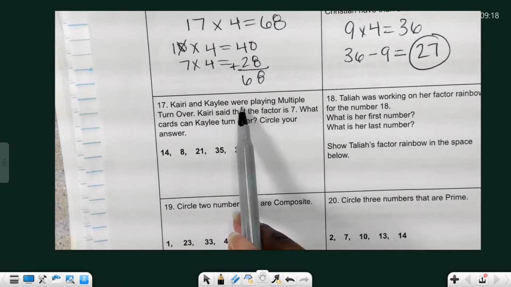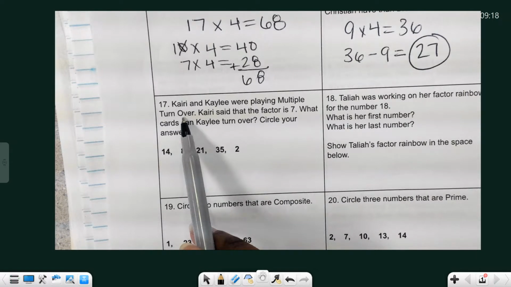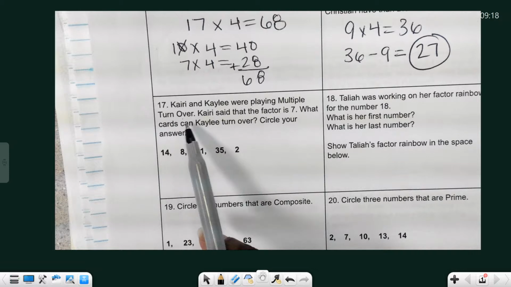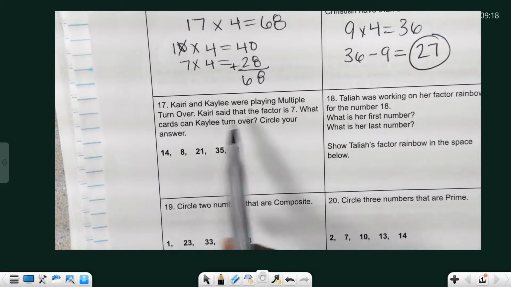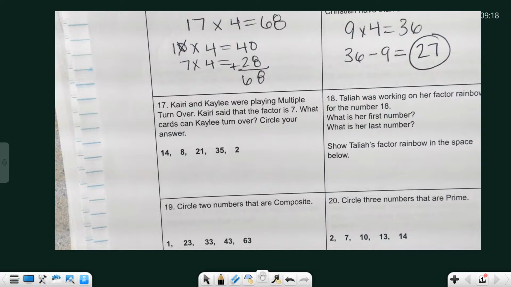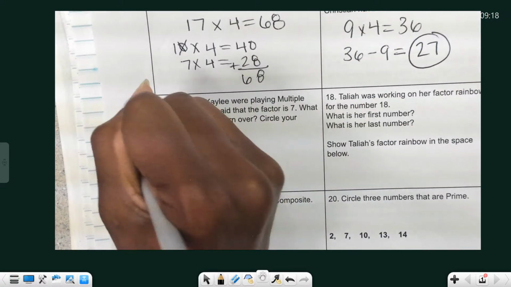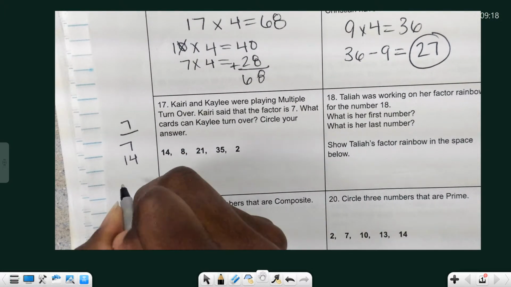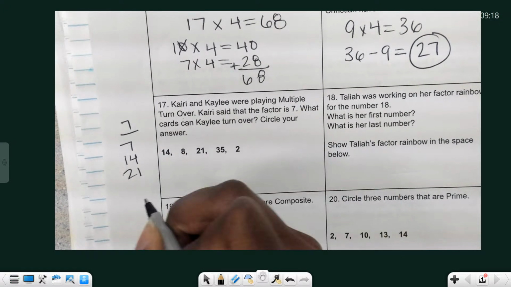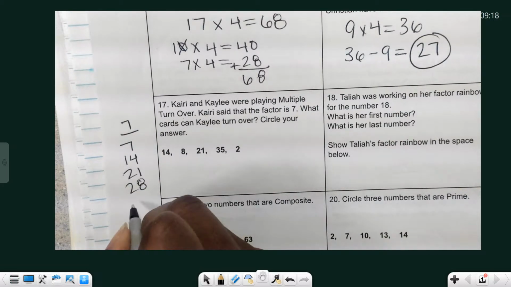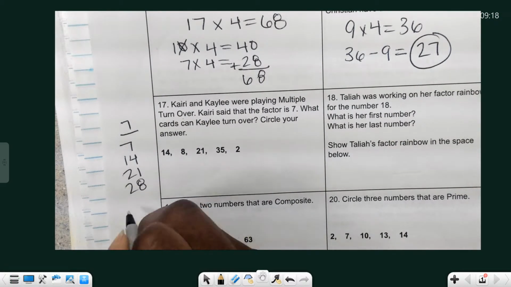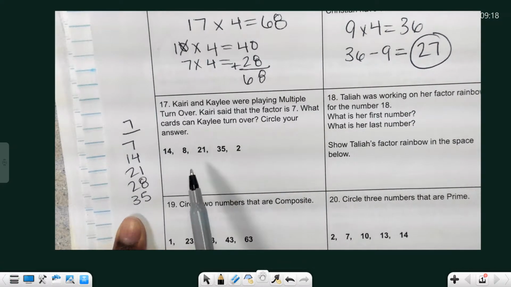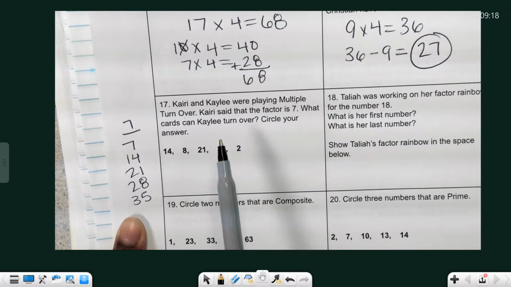Kyrie and Kaylee were playing multiple turnover. Kyrie said that the factor is 7. What cards can Kaylee turn over? Circle your answer. So we have to count by 7. So over to the side, 7, 14, 21, 28, 35. We can stop at 35 because we don't have anything larger than 35, do we? No. So now we need to go through our list.